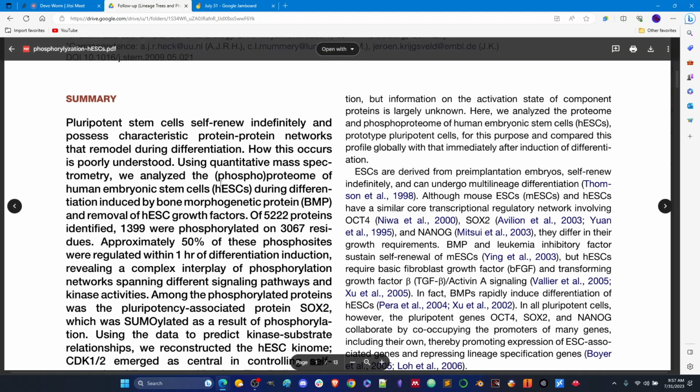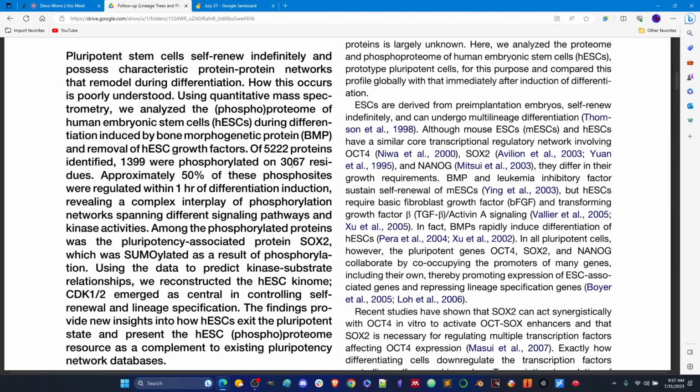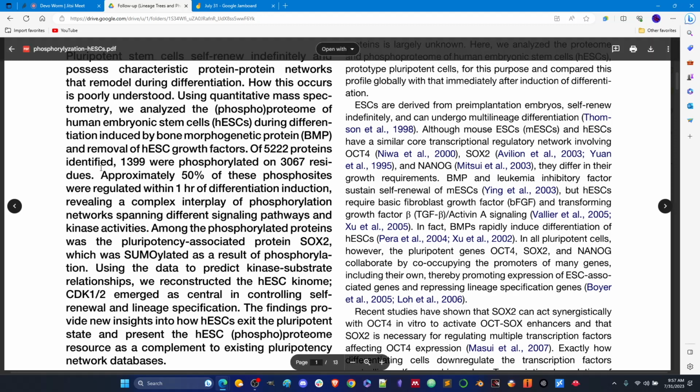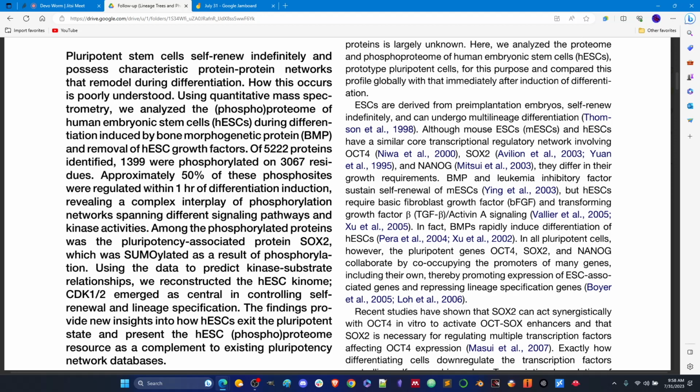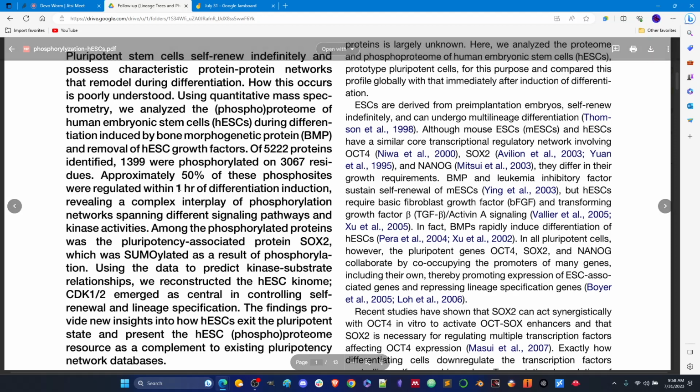They've been able to analyze the phosphoproteome of human embryonic stem cells, and they have some numbers. Usually the way they report this is that they take the whole number of proteins they identified. So they identified 5,222 proteins. 1,399 of those were phosphorylated, at 3,067 residues. Approximately 50% of these phosphatases were regulated within 1 hour of differentiation induction.